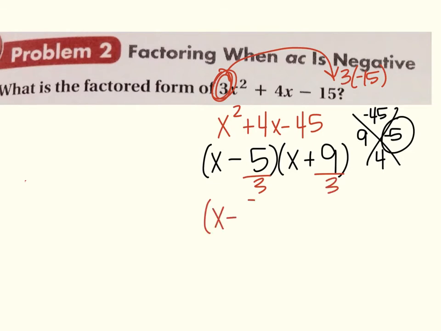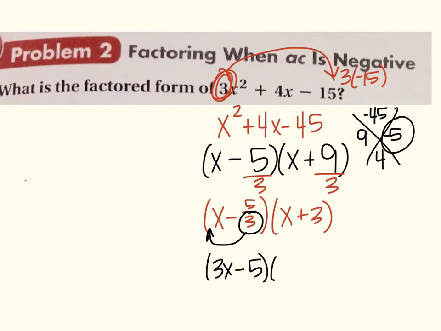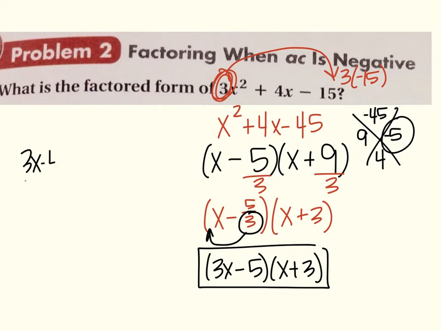Reduce our fractions. I cannot reduce 5/3. 9 divided by 3 is 3. And then bottoms up. So we're going to take the denominator, if there is one, and we're going to move it in front of the variable. And that's my answer, but I still need to check and make sure that I got it right.